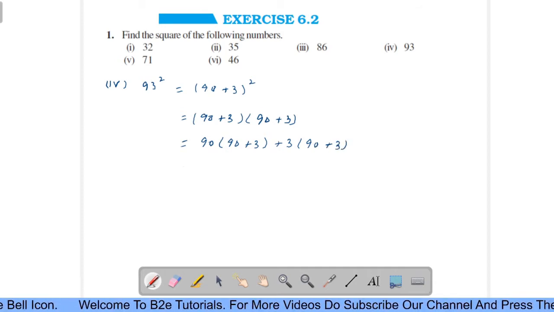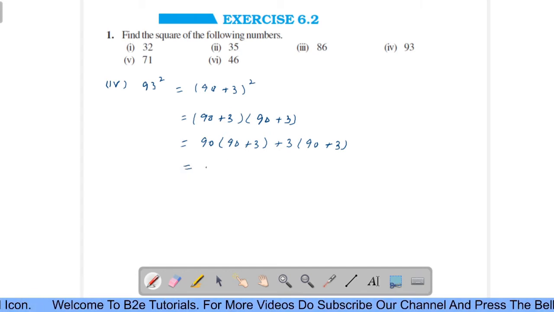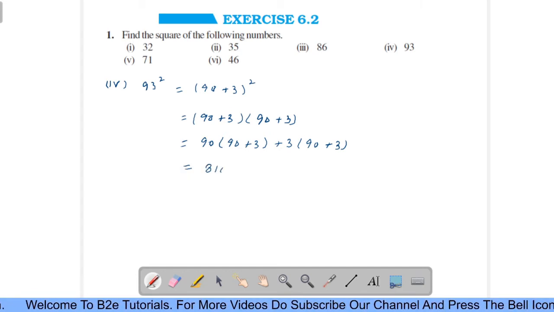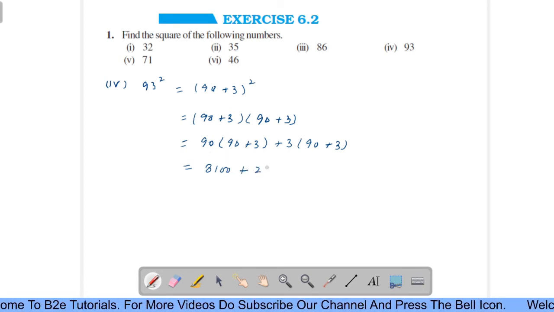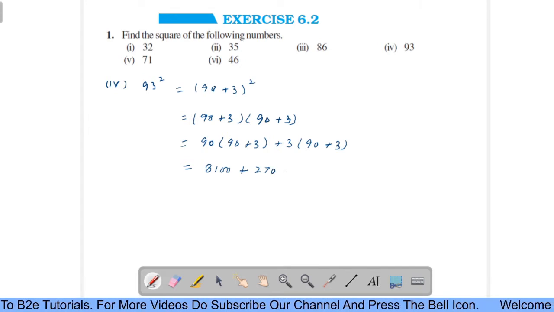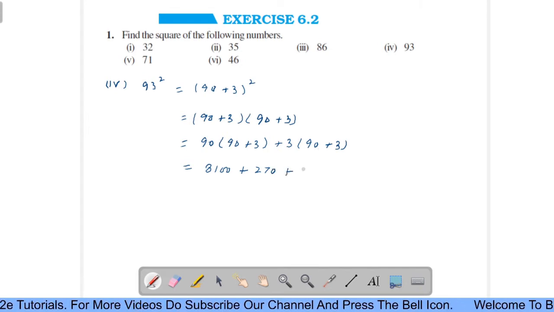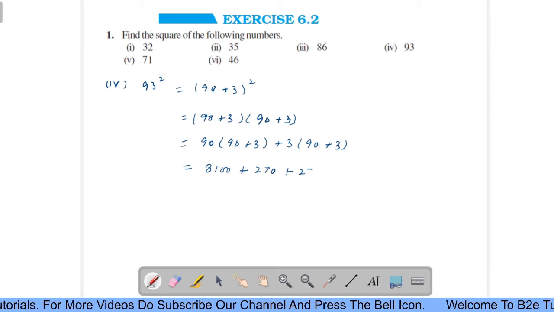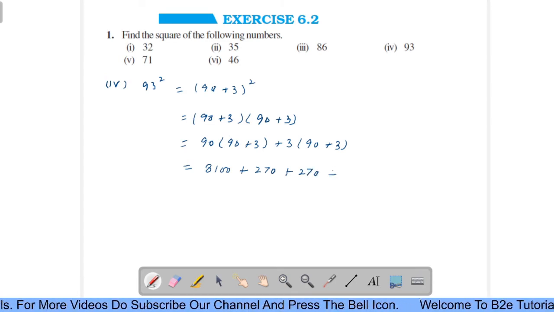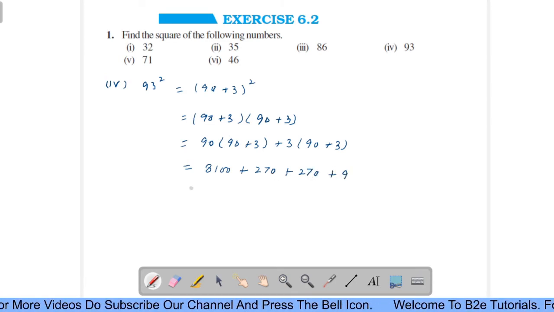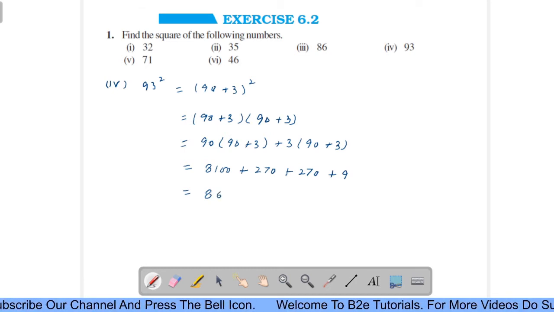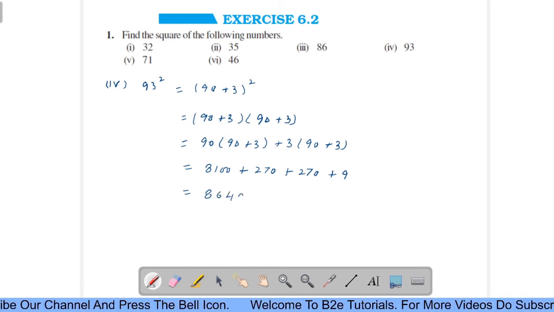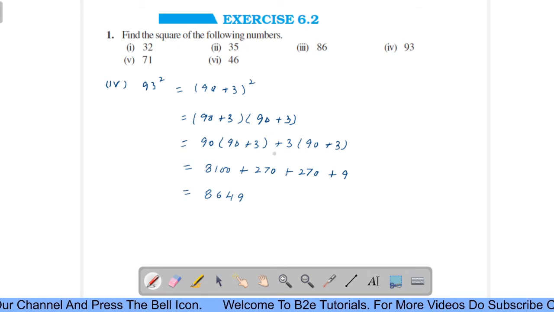Now open the bracket. 90 into 90, it is 8100, plus 90 into 3, 270, plus 3 into 90, it is again 270, plus 3 3 is 9. Now add it, you will get 8649. This is your answer.